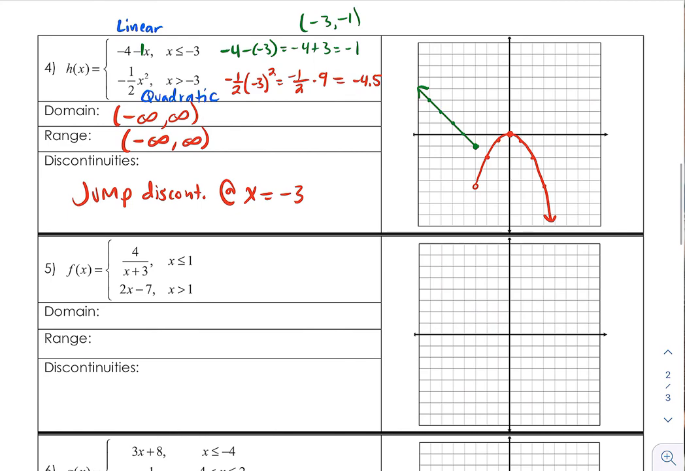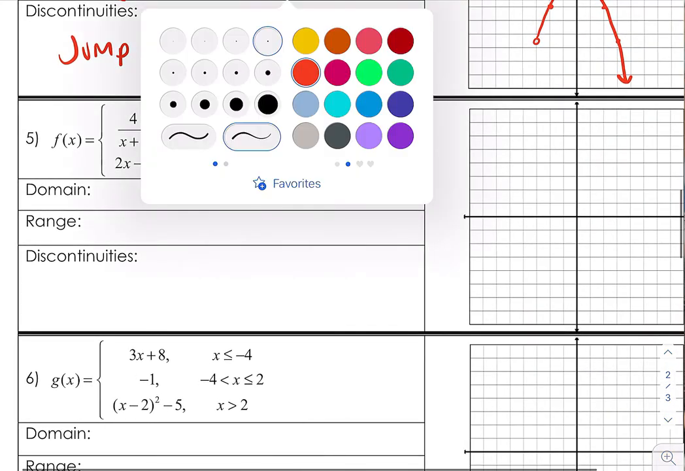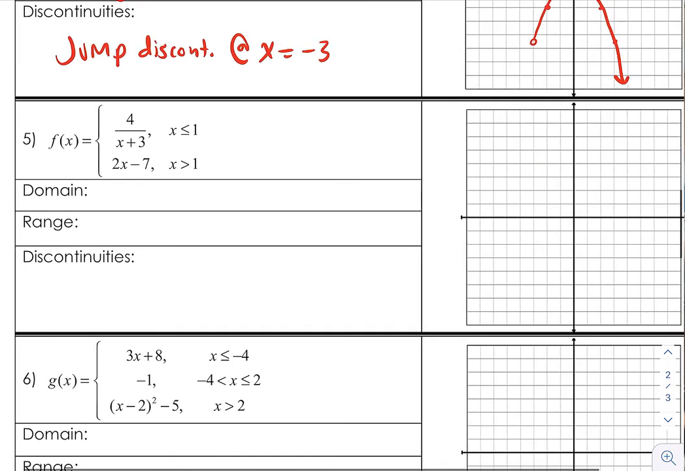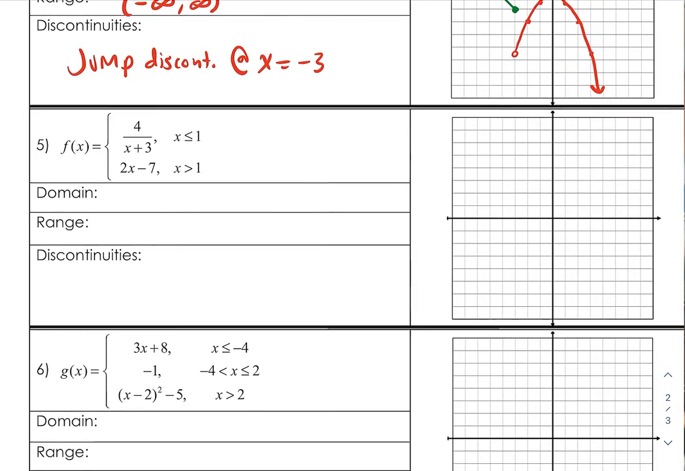All right. So next up, we're going to go to number 5. We're going to do the same thing here. Think about your parent functions. Think about the shape. Okay, so for f of x equals 4 over x plus 3 when x is less than 1, and 2x minus 7 when x is greater than 1. So our boundary line here is 1. With piecewise functions, these numbers are always going to be the same because we want to pick up right where we left off and not leave a gap in our x values.